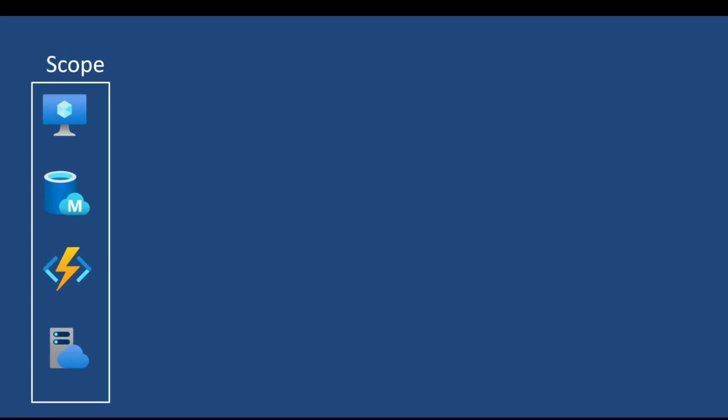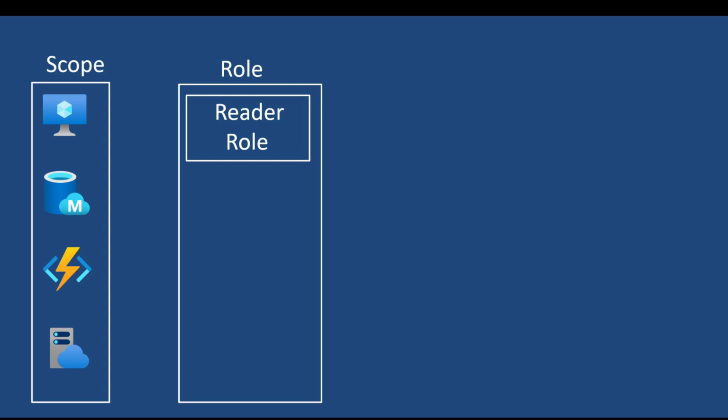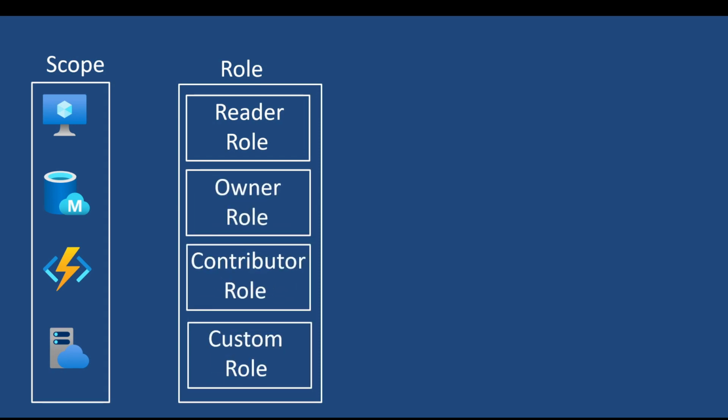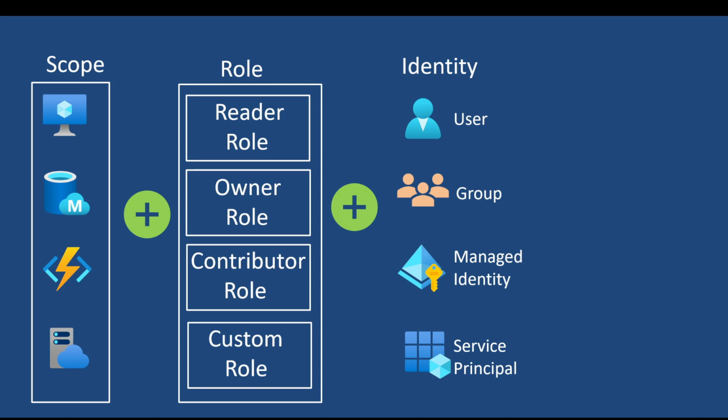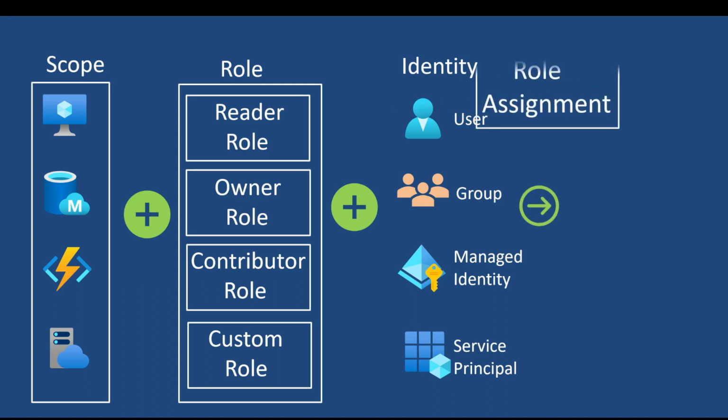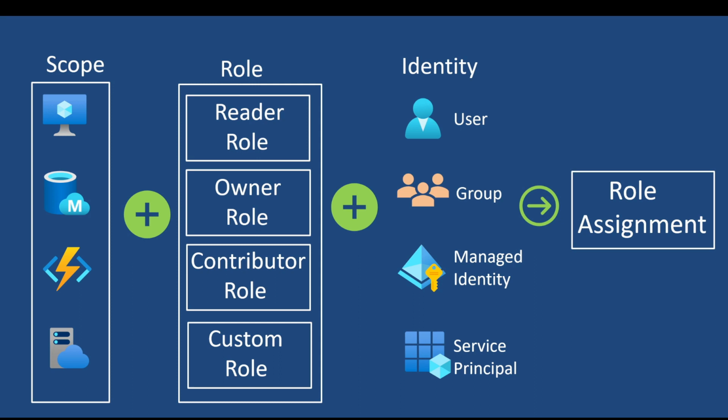So we have our scope such as resources, our roles such as a reader role, a contributor role, an owner role, or a custom role. And then we have our identity on which the role is applied, such as a user, a group of users, a managed identity, or even a service principal. So the combination of a scope, a role, and an identity is collectively known as a role assignment. Let's head over to the Azure portal and see how role assignment works.